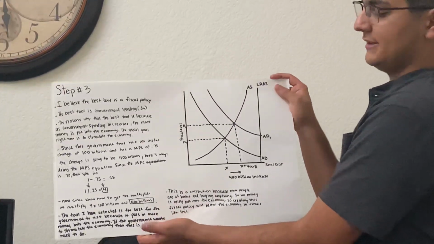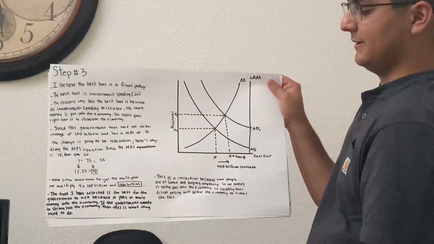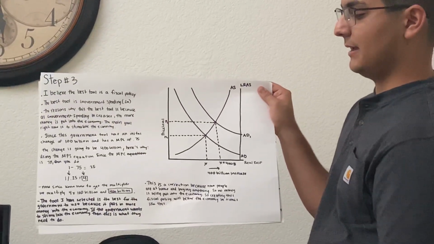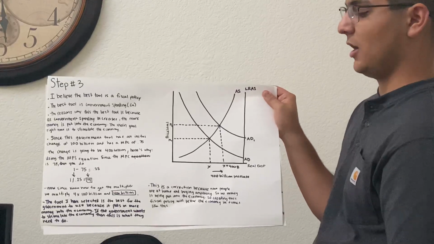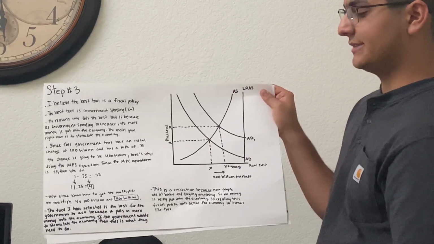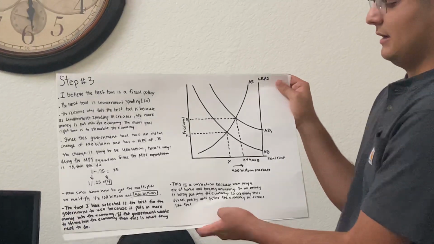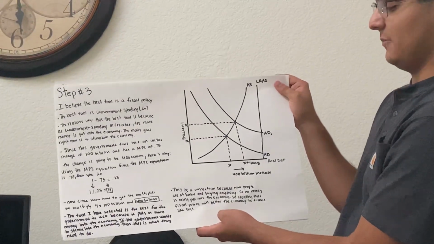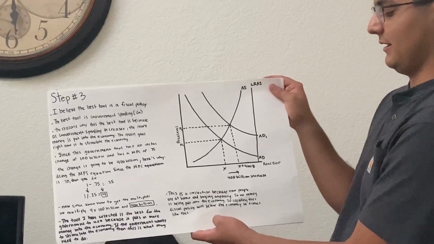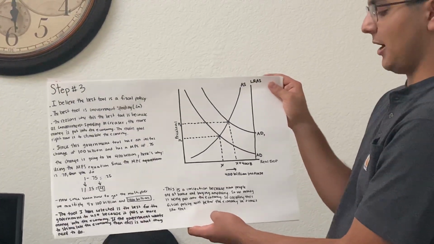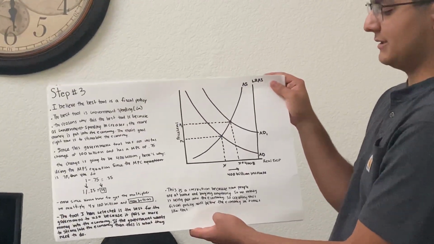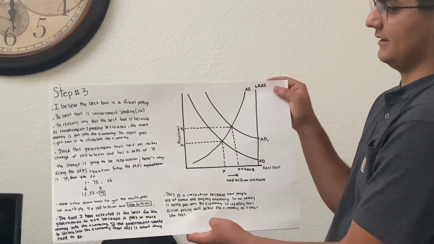The tool I selected is the best for the government to use because this puts us in a place to have a healthy economy. If the government wants to stabilize the economy, then this is what they need to do. This is a correction because now people are at home and not buying anything. So no money is being put into the economy. So creating this fiscal policy will better the economy in times like this.